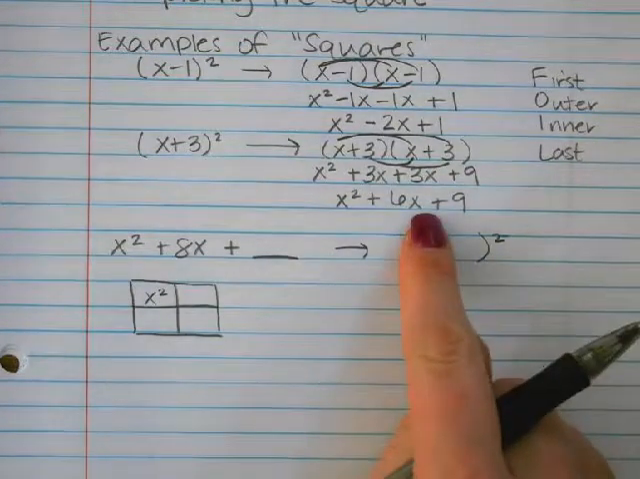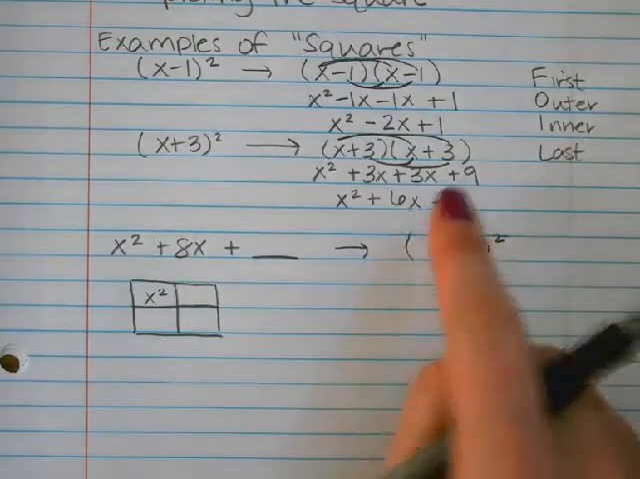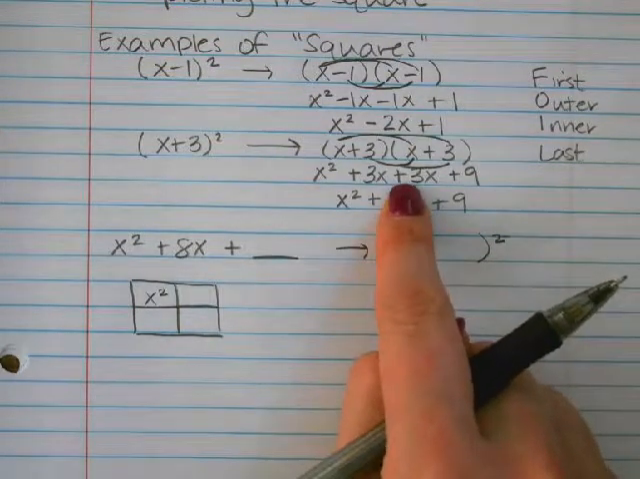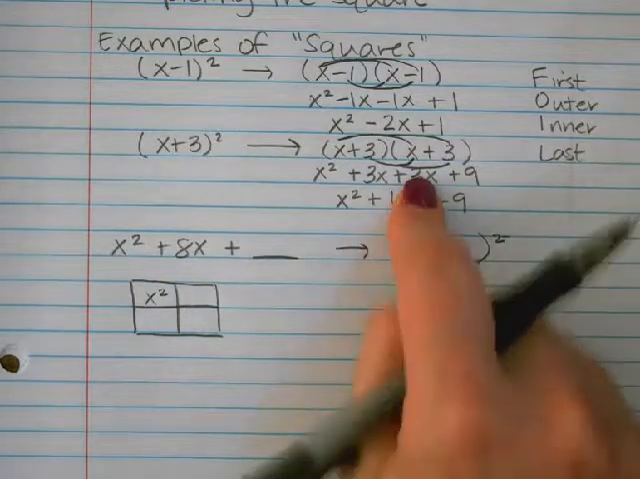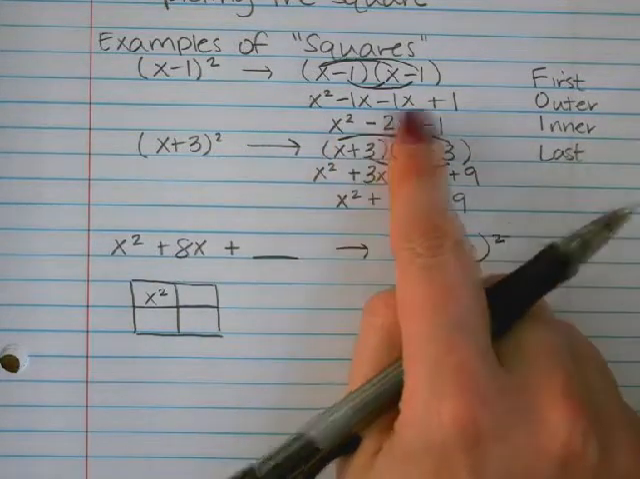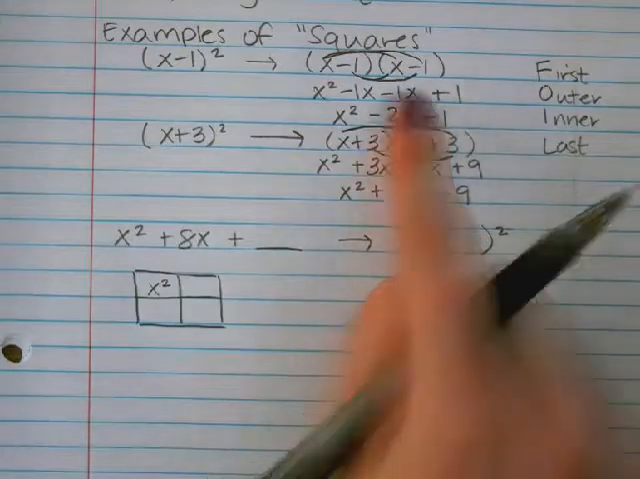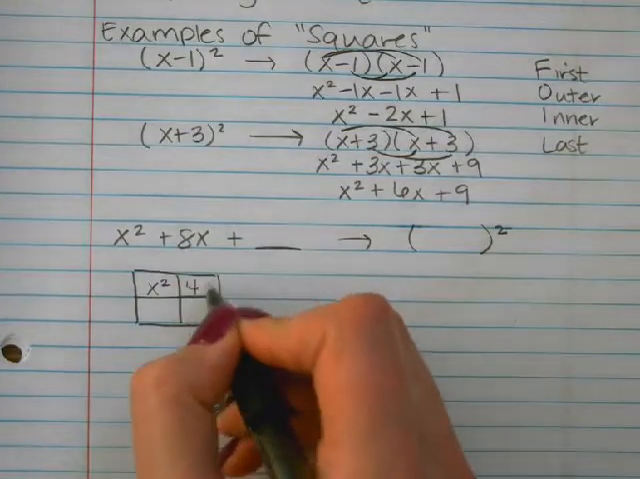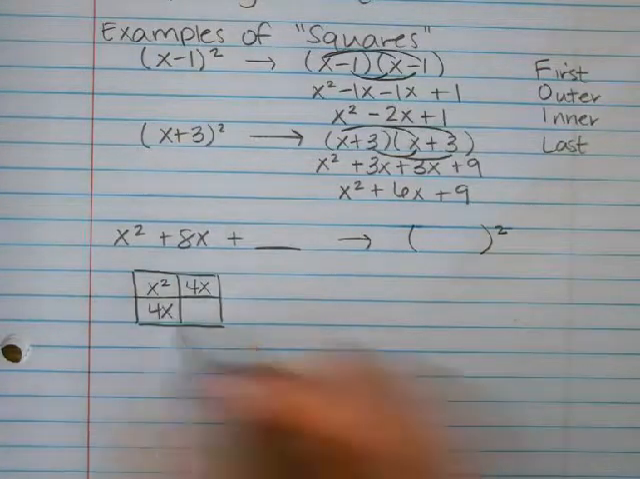And then if you look at these, we're kind of working our way backwards. If you notice this, it was 6x, but that was cut in half before we added it together. It was 3 and 3. And this part right here had negative 2x, but before it was negative 2x, it was cut in half to be negative 1x and negative 1x. So we know that this 8x, before it became 8x, it would have been split in half. So we're going to split it and put 4x right here and 4x right there.